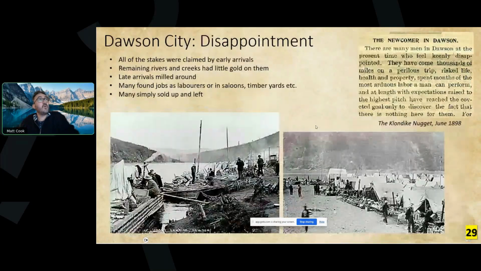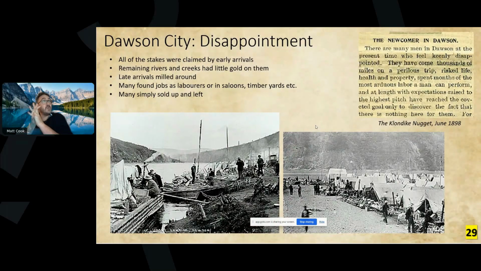But when they got to Dawson City, many of them would have severe disappointment because most of the stakes were claimed by those early arrivals from the first year or 2. And the remaining rivers and creeks around them had very little gold left, or very little gold on them. So the late arrivals milled around, they looked for jobs. Many found jobs as labourers in saloons, timber yards, but many were just so despondent that they'd been promised all this quick buck that they sold up and left.